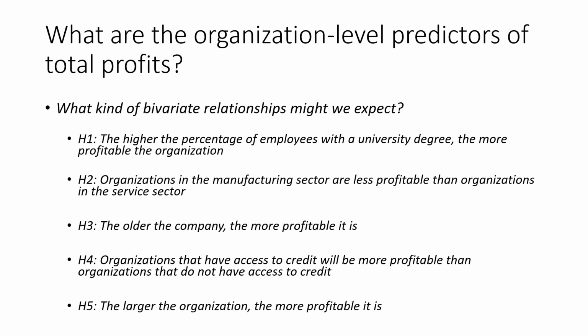H3, the older your company, the more profitable it is. So older companies are old because they've adapted to the times and therefore they're more profitable. H4, organizations that have access to credit will be more profitable than organizations that do not have access to credit. That would make sense in terms of the financing. And H5, the larger the organization, in other words, the more employees in it, the more profitable it is. Okay, so these are our hypotheses. Let's keep them in mind as we build the model.